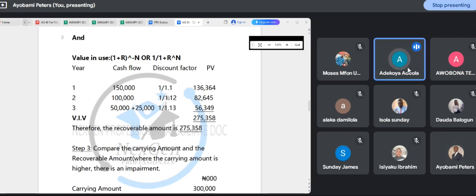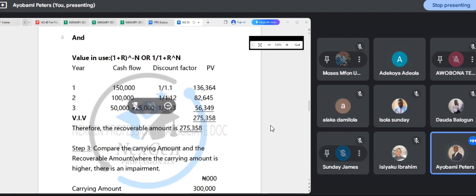So for internal indicators, if the asset is no longer in use for the entity, it can indicate impairment. Also, if the performance of the asset is worse than expected, it can also indicate impairment. I think that's what I can remember, sir. Okay, thank you so much.